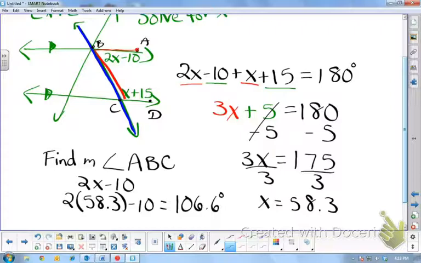When they give you a picture on a test, they may make it look one way, but you do the work and it's actually something a little bit different, so you do have to be careful not to trust the picture.